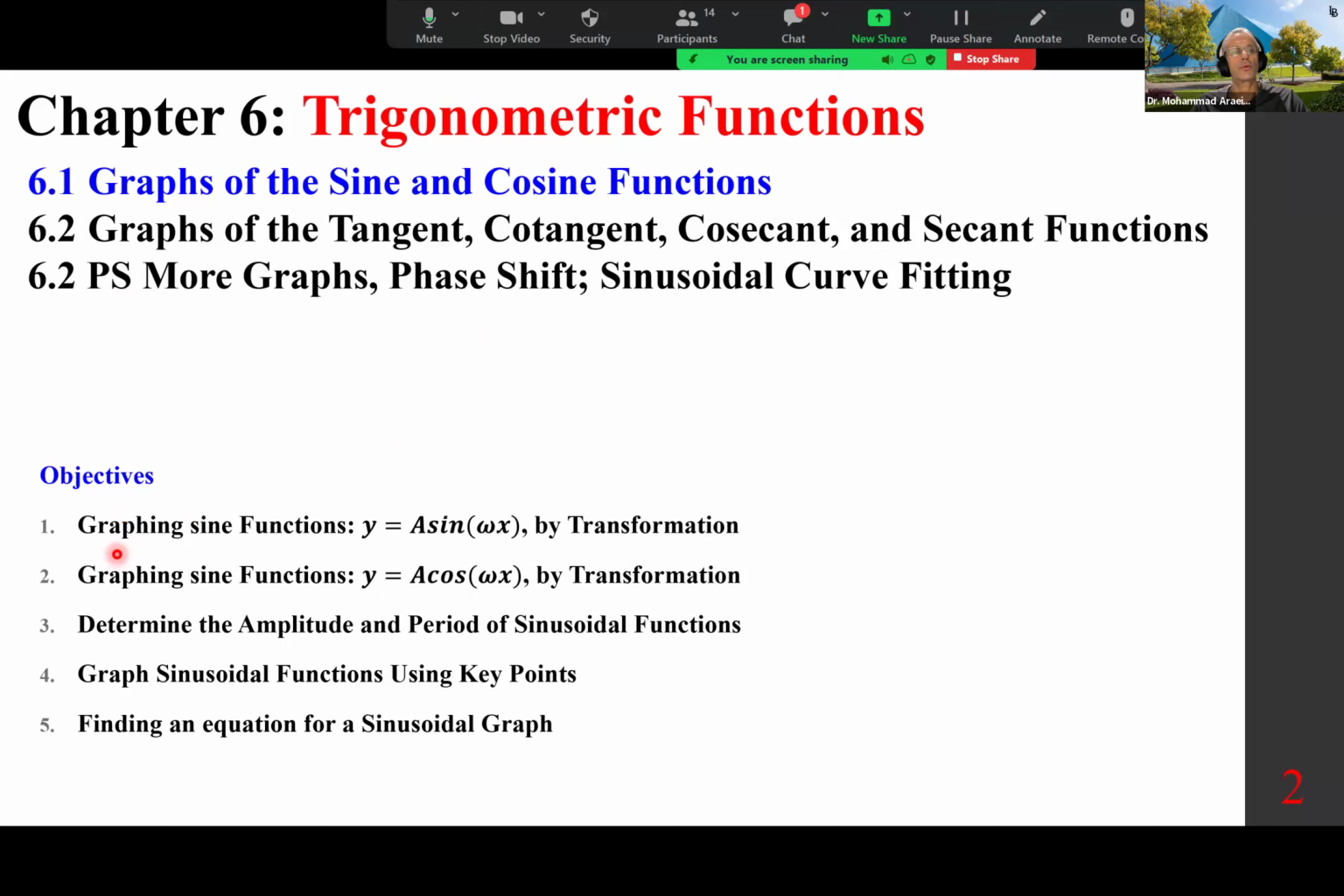So the objectives for the section are graphing sine functions of the form y equals a sine omega x by transformation. Same thing for y equals a cosine omega x. Determine the amplitude and period of sinusoidal functions. Graph sinusoidal functions using key points, finding an equation for a sinusoidal graph.